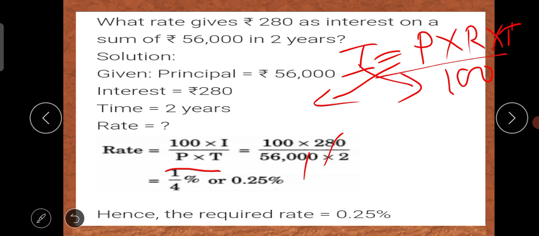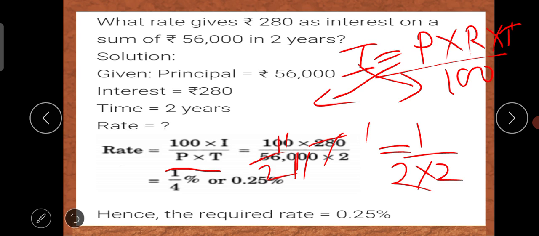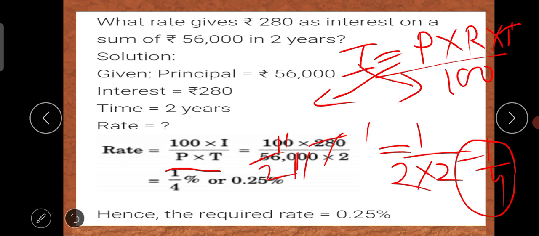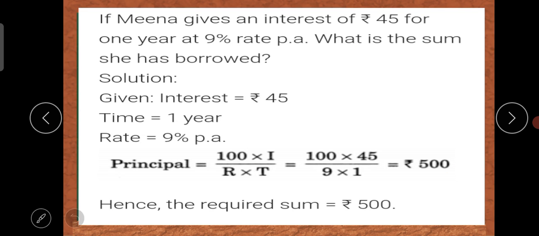Cancel this 0. So we will get 28 over 56 into 2. We know the table: 28 1s are 28, 28 2s are 56. So we got 1 upon 2 into 2. So the answer is 1 upon 4. Either you write it as a fraction, or if you convert it into a decimal, 1 divided by 4, we will get 0.25.